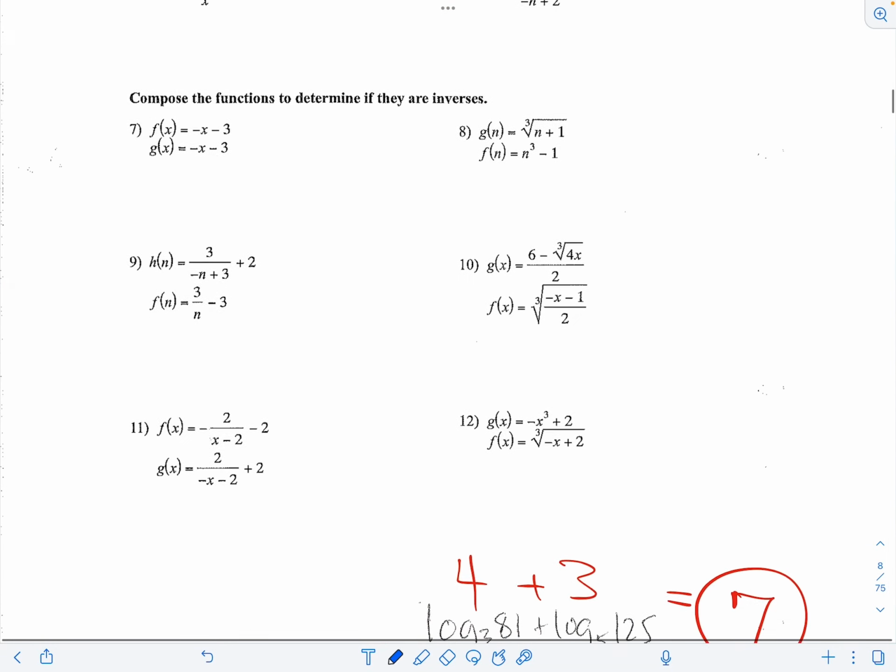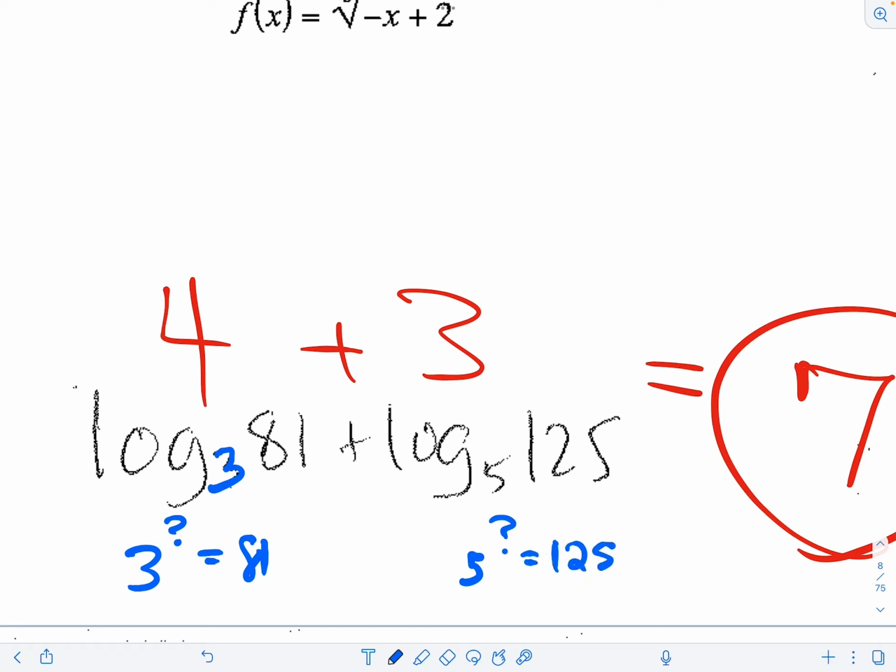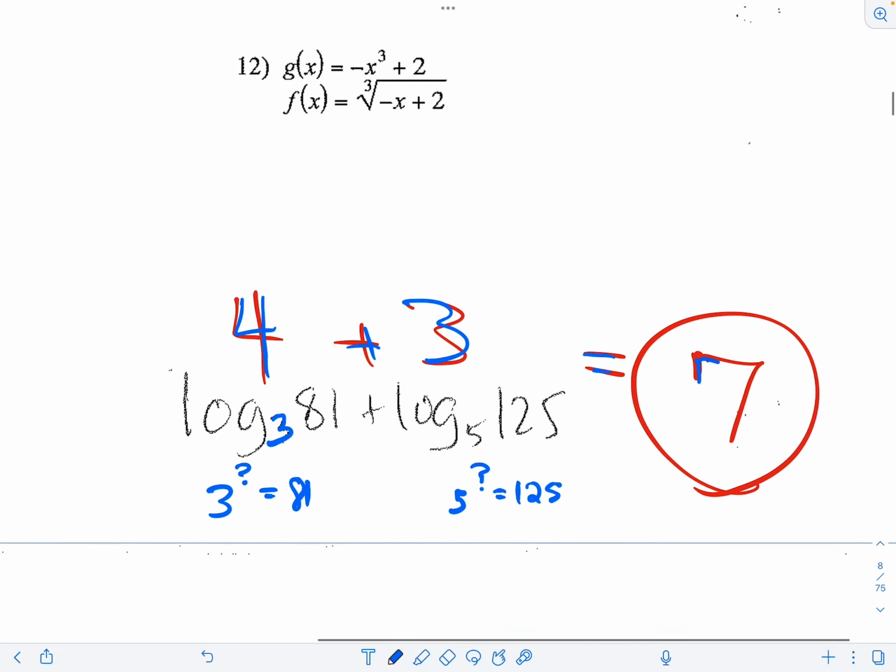Let's see, what other ones have we put in there? The log of 81 base 3 means 3 raised to what power yields 81? And 5 raised to what power yields 125? Those little exponent problems should kind of be solved in your head. You know 3 times 3 is 9, and 9 times 9 is 81, so that's 3 to the 4th power. And 5 times 5 is 25, not enough, but one more multiple of 5 gives you 125. The log of 125 base 5 is 3. So that is 7. 4 plus 3 is 7.